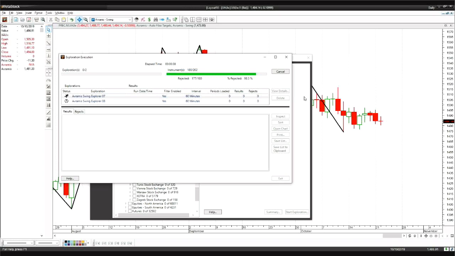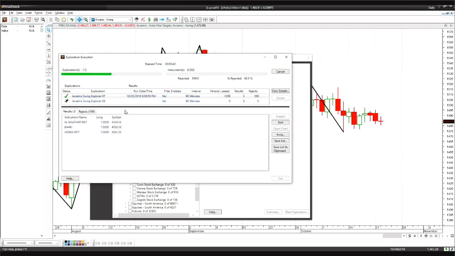So scanning for pattern number 7, I can see here that I have 3 results. So 3 shares on the hourly chart are already having pattern number 7, a possible reversal. And now we are scanning for pattern number 8. And I have another 2 reversals. Okay, so this is my report.